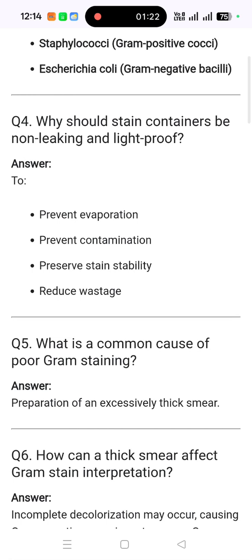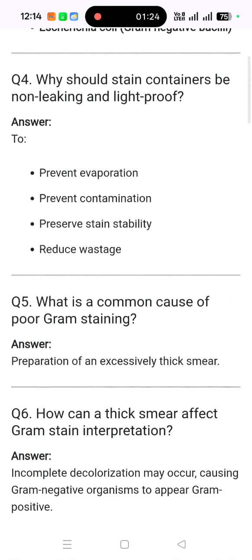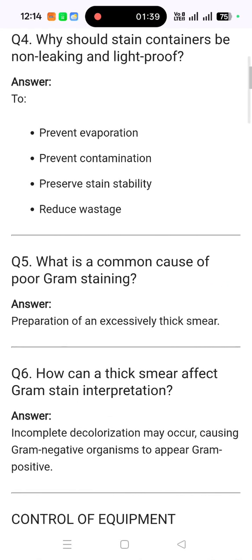Why should stain containers be non-leaking and light proof? To prevent evaporation, to prevent contamination, preserve the stain stability, and reduce the wastage. That is why we use them as non-leaking and light proof. Because if the bottle is not light proof, the stain may not remain stable.